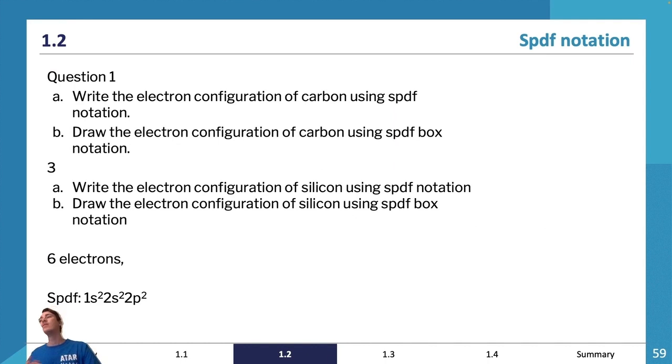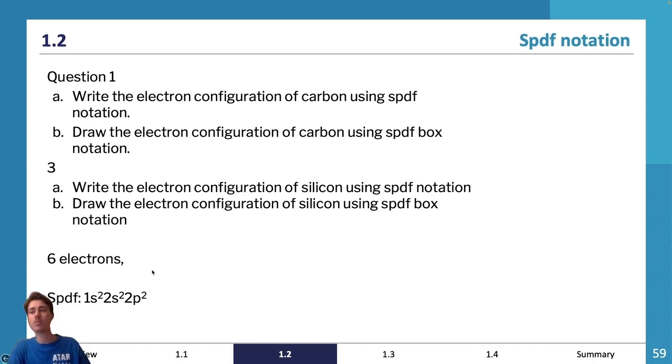So I want you to have a go at these. Write the electron configuration for carbon using SPDF notation. As you can see here, we've already done that. And it says draw the electron configuration of carbon using SPDF box notation. So we've already done the first part for you. This is the SPDF notation. It's 1s squared because there are 2 electrons in it. 2s squared because there are 2 electrons in it again. So s is the subshell. 1 is the main shell. And the number at the top, the power, is the number of electrons that are in that subshell.